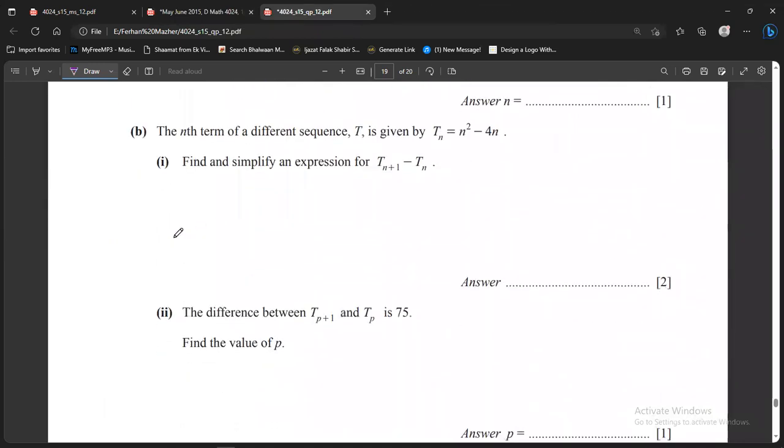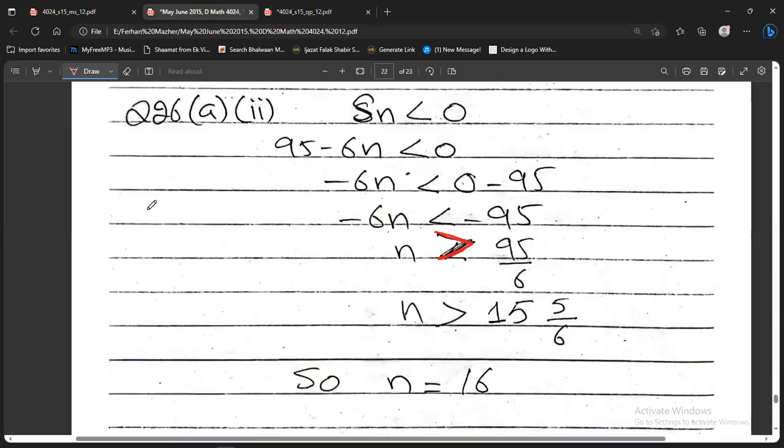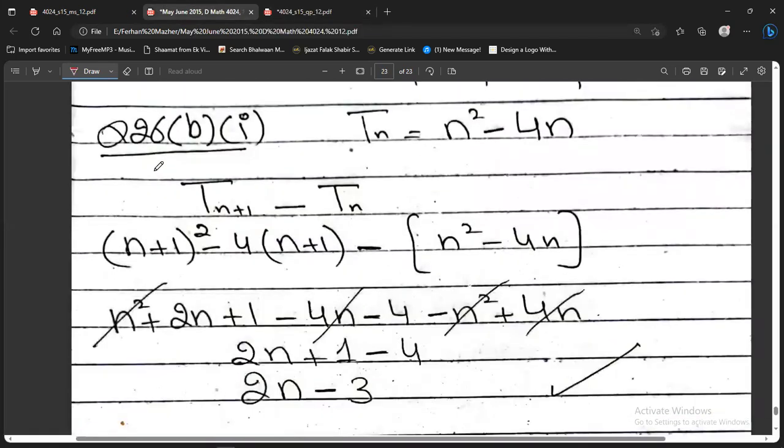Then he says the nth term of a different sequence T is given by Tn = n² − 4n. Find and simplify an expression for T(n+1) − Tn. So in the place of n, I will put n + 1. Then I will put minus, then brackets, and n will remain n. Okay, so let me show you. It's just a game, it's trying to confuse you.